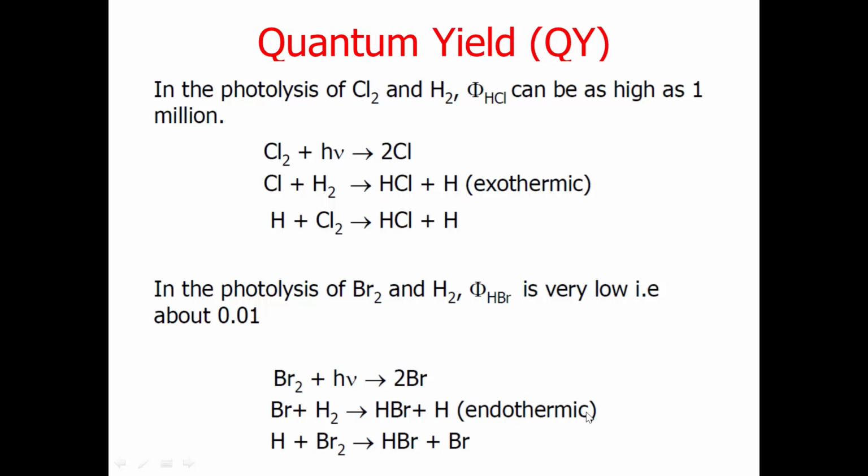Endothermic reaction means heat energy is required. So more energy should be provided. Although it is a chain reaction, here more energy should be provided. That is why the number of molecules remains the same, but since more photon energy is required, obviously the quantum yield value should be less than 1. And it is reported in the literature that the quantum yield value is less than 0.01.